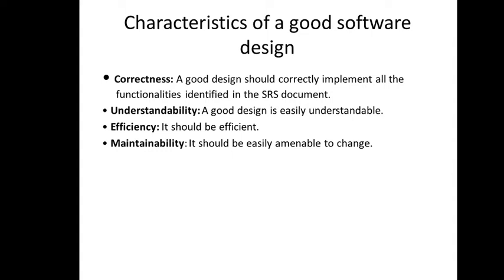The first and foremost important thing is correctness. Whatever designing we are making, that should be correct. That means it must be in sync with the requirements present in the SRS document. The second important characteristic is understandability. A good design must always be understandable. If the design is not understandable, coders will not be able to implement it, testers will not be able to test it, maintainers will not be able to maintain the code. So, in software, what is important is understandability.